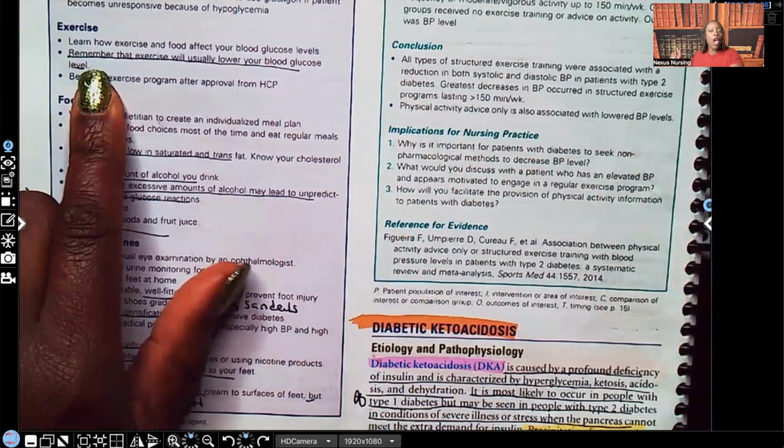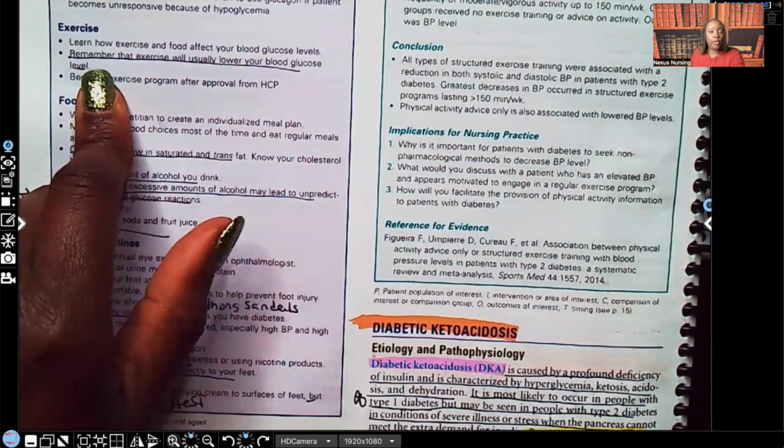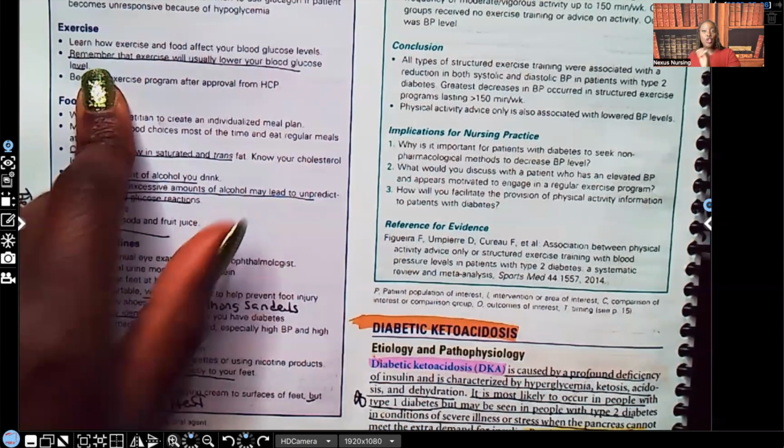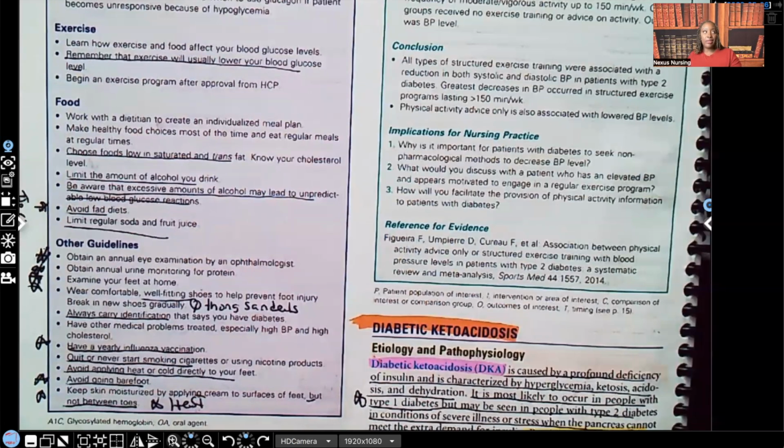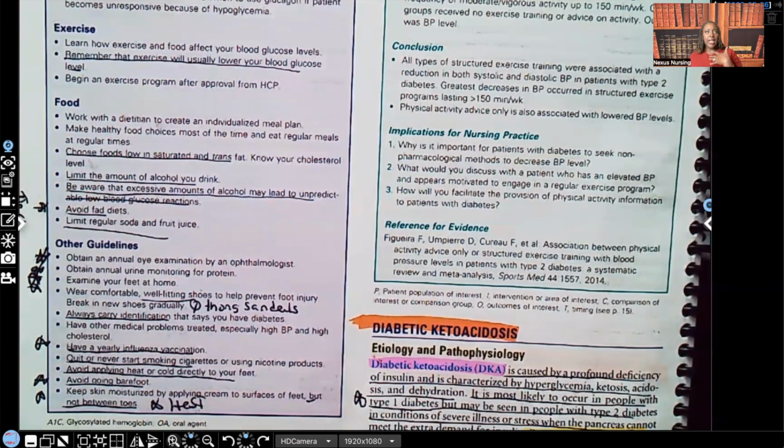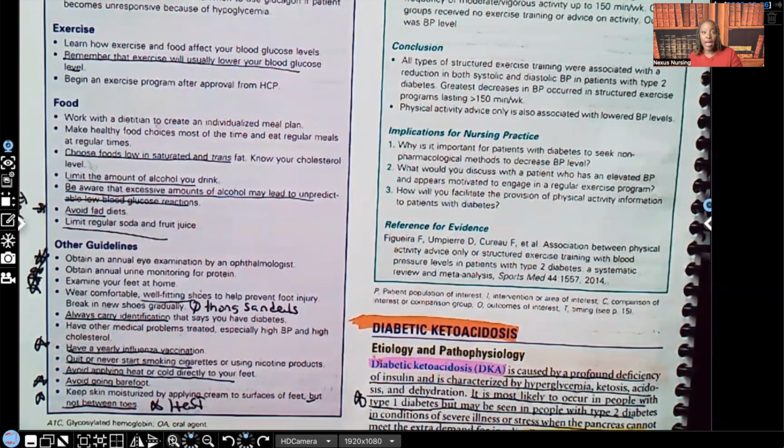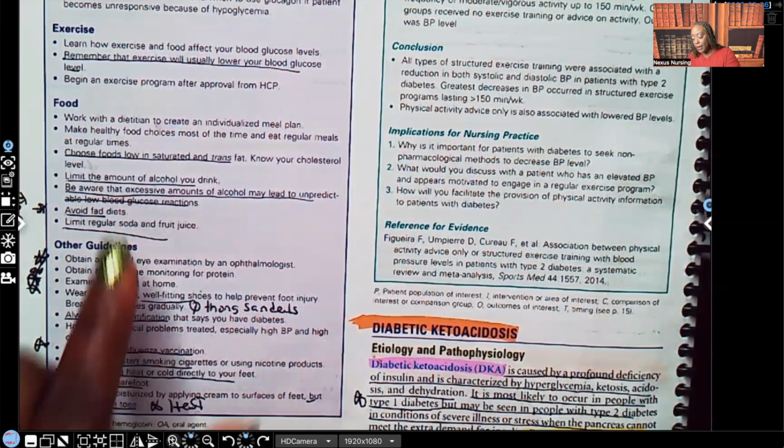Let's go to exercise. Remember that exercise will usually lower your blood sugar. Usually. So the patient needs to keep that in mind. Before they exercise, they need to take their blood sugar, right? And then during exercise, if they're feeling like they're getting weak, they need to take their blood sugar again. Why? Because exercise most often lowers the patient's blood sugar. And what are we more worried about, hypo or hyper? Hypo. We want to make sure that their blood sugar doesn't drop too low. So you're going to teach them that.